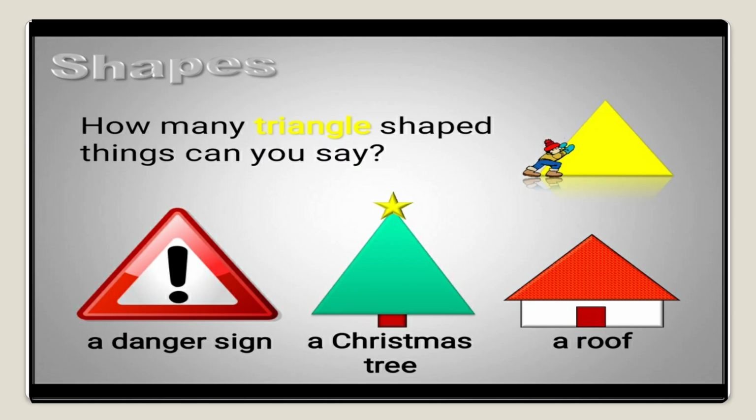So how many triangle shaped things can you say? A danger sign, a Christmas tree, a roof. So here you can see the different kind of triangle shapes.